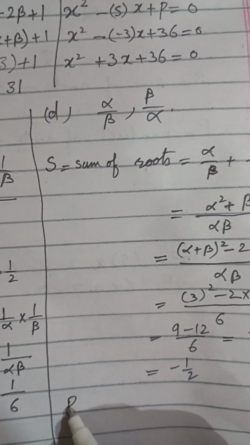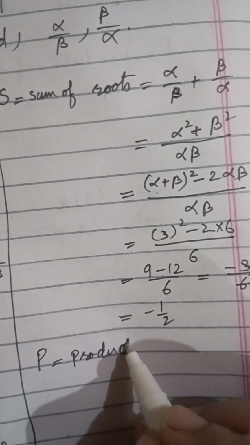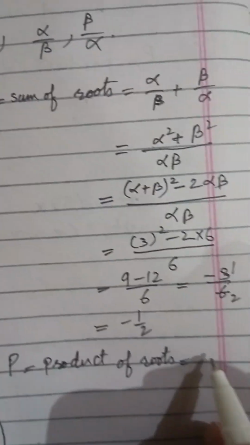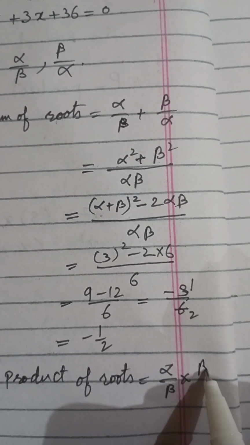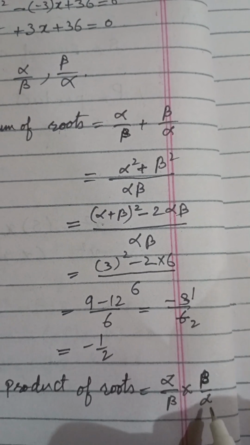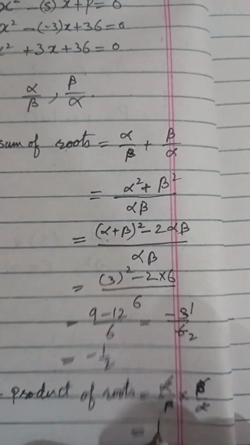Now product of the roots, P for product of roots, is equal to alpha over beta into beta over alpha. Cancel, equal to 1.